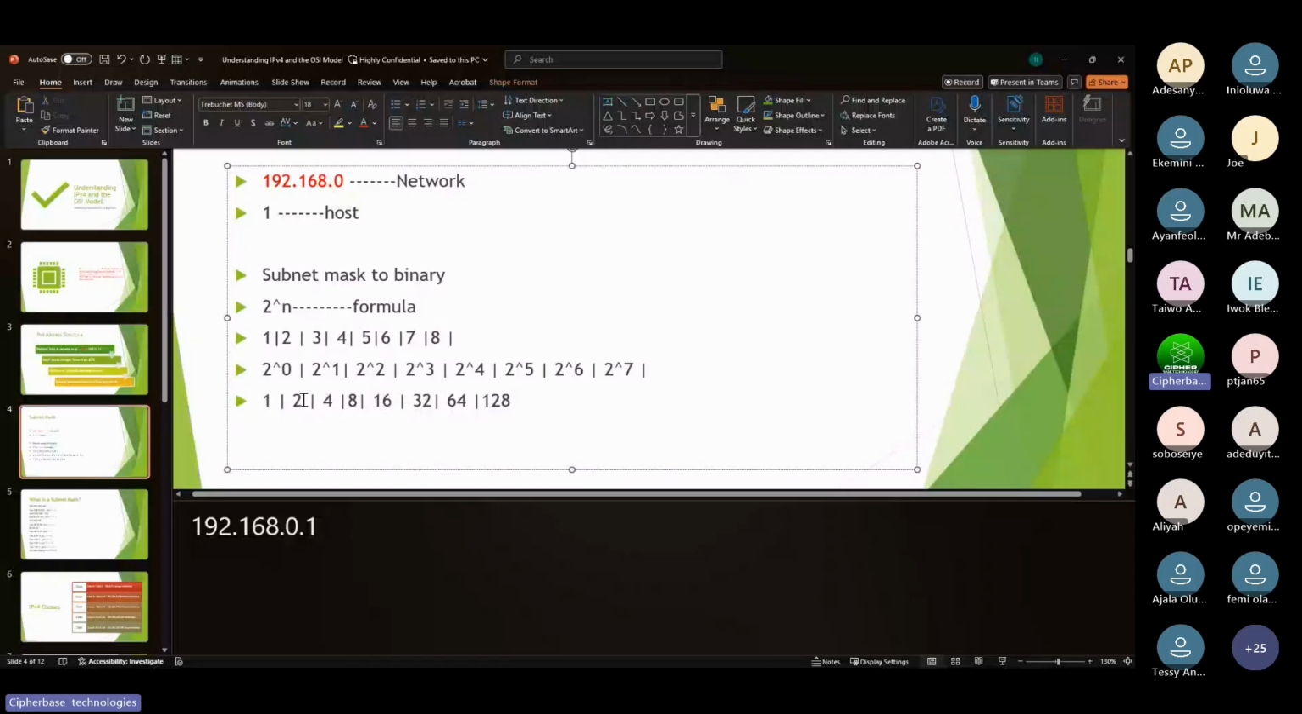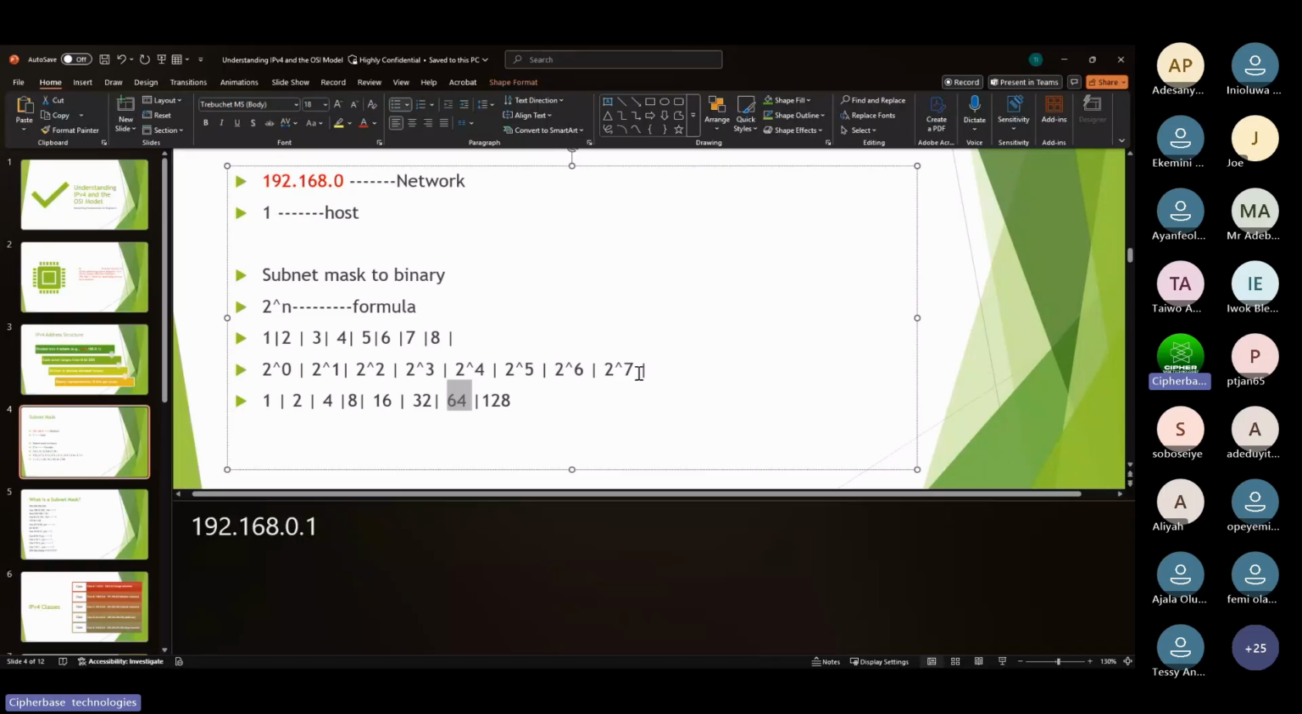I just want to talk about this place so you can know how we get all this octet and all this IPv4. So now, 2 raised to power 2 is 4. Then 2 raised to power 3 is 8. Then 2 raised to power 4 is 16. Then 2 raised to power 5 is 32. And 2 raised to power 6 is 64. And 2 raised to power 7 is 128. I will explain why I did everything like this. You will understand later. Let's proceed.